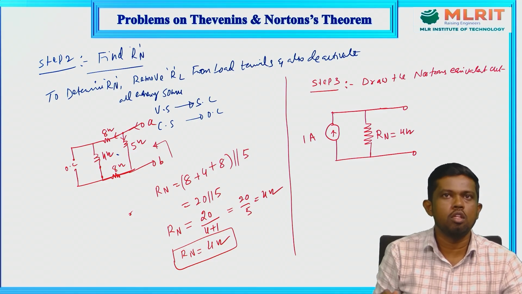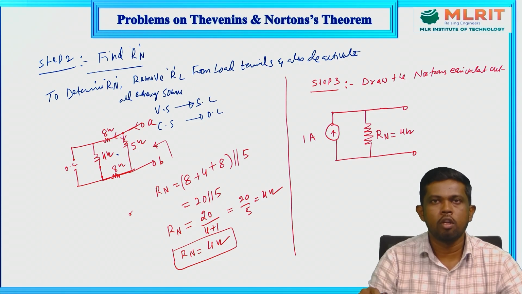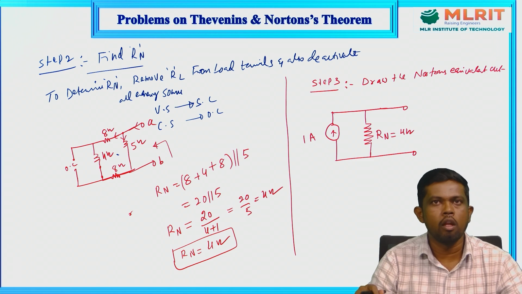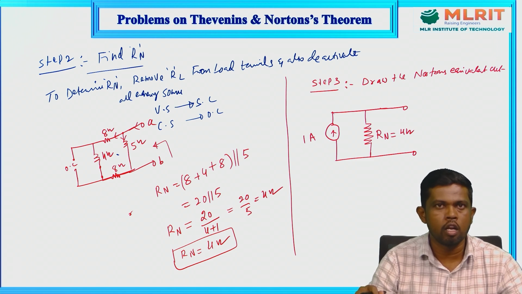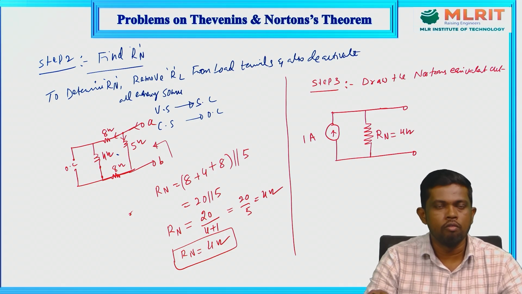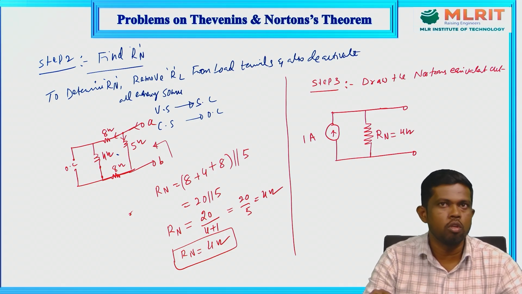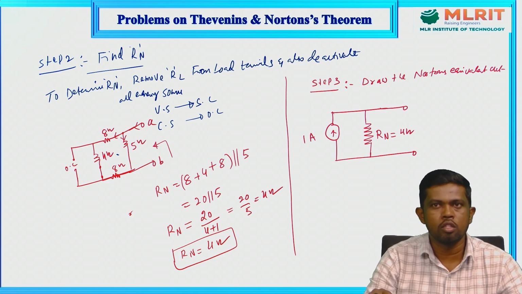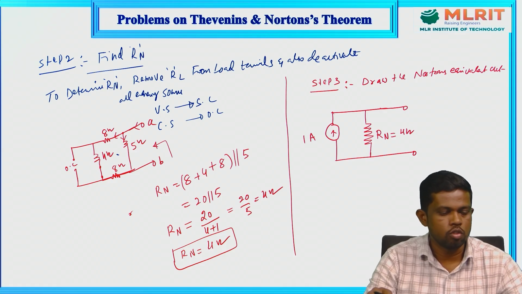Till now in this session we have discussed the numerical problem based on the Thevenin theorem: how we can find the Thevenin resistance and also the Thevenin voltage value, and based on that, how we can get the required parameters, that is the load voltage and load current. And we have also solved one question based on Norton's theorem, in which we saw how to get the Norton's current value and the Norton's resistance value. That we have discussed in this session.